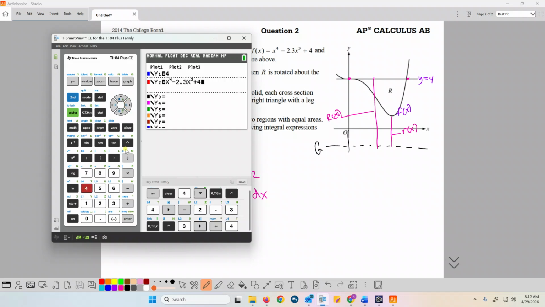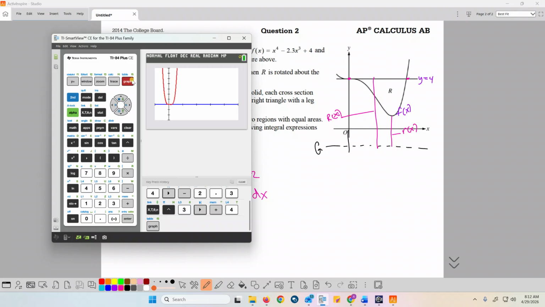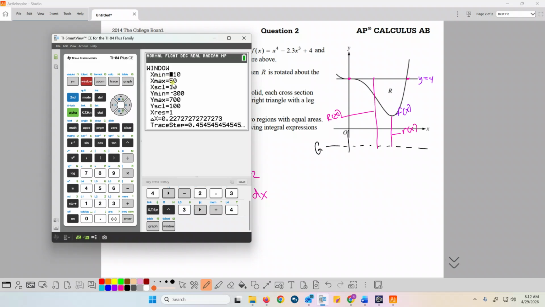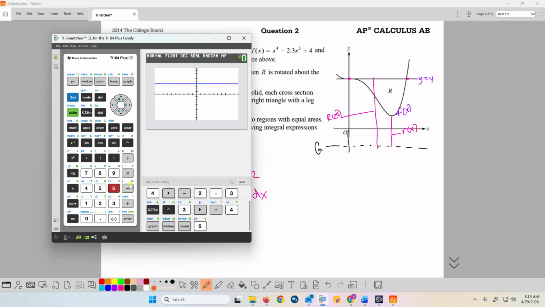Perfect. Okay, and then once we have that, we are able to take a look at the graph. I have no idea what I'm looking at there. Okay, so I might want to zoom in a bit, huh? Let me hit window. Let's see what we're looking at. -10 to 50. Oh, 50 is a lot, right? So I'm going to hit zoom, and I'm going to hit standard. That'll take you to the standard window of the calculator, and that looks a little bit nicer.